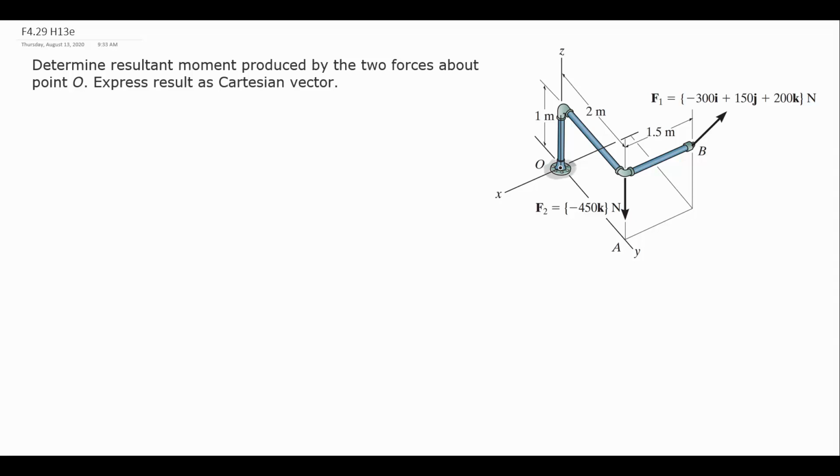In this problem, we're looking to find the total moment around point O caused by these two forces F1 and F2. So we need to find the moment around point O. And we're in 3 dimensions here, so that moment around the point O is going to be a vector quantity. It's going to have i, j, k components.